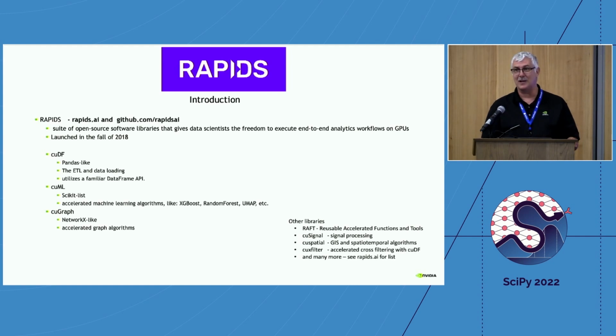But Rapids also has a large collection of other libraries. Raft, which is kind of a general reusable accelerated function toolkit. It started really as a combination between the Graph and ML team on shared primitives that we both use. We figured we'd put it in a central place, but that's out there for people that want those type of primitives. cuSignal, cuSpatial, cross-filter, visualization. There's lots and lots of libraries out there.